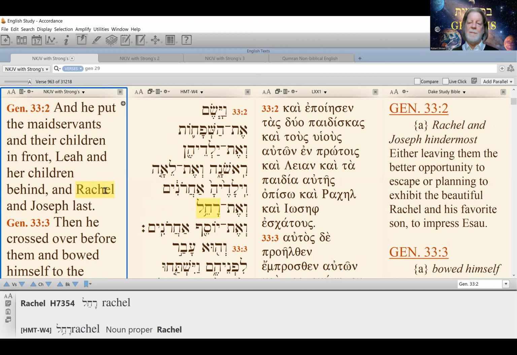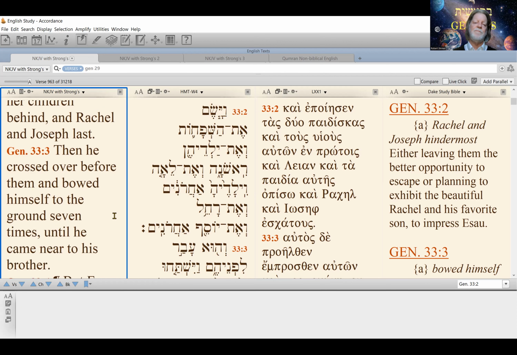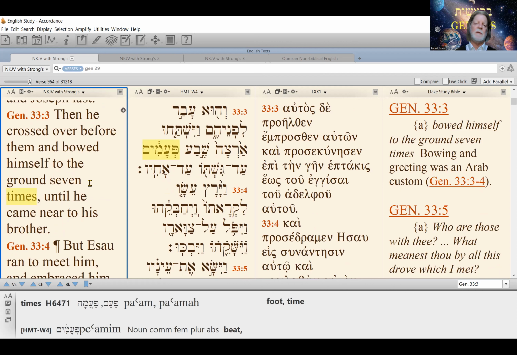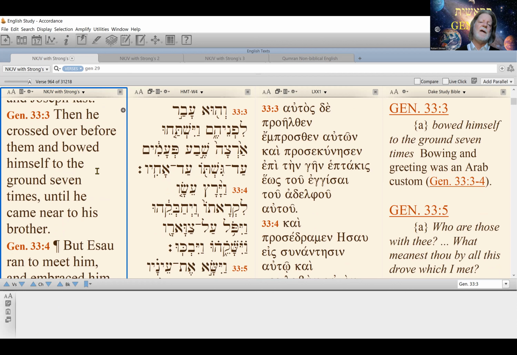She's going to have another child named Benjamin, and we will come to that story. But Benjamin has not yet been born at this point in the story. So he puts the whole family out in front of him in the order that we discussed in the preliminary material. And then he, Yaakov, crossed over before them. So he is going out in front now. And he is going to be the first one to encounter Esau, and probably fearing for his life at this point. So he crossed over before them and bowed himself to the ground 7 times until he came near to his brother.